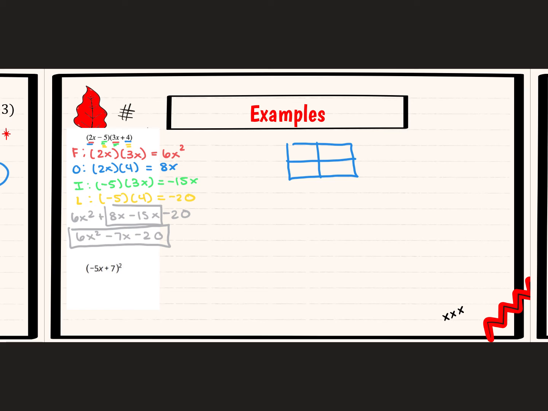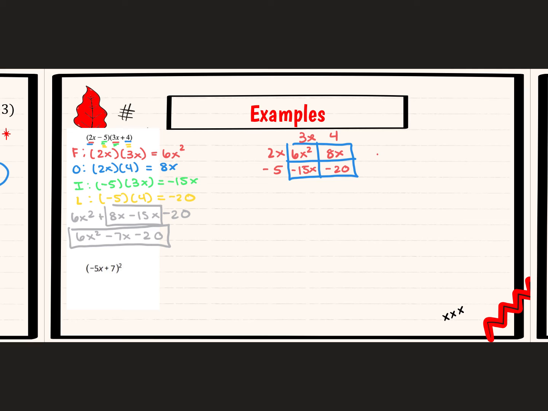All right, so it doesn't matter which one goes where, so I'll put my 2x minus 5 and my 3x and 4. So 2 times 3 gives me 6. x times x gives me x squared. 3x times negative 5 gives me negative 15x. 2x times 4 gives me 8x. And negative 5 times negative 4 gives me a negative 20.